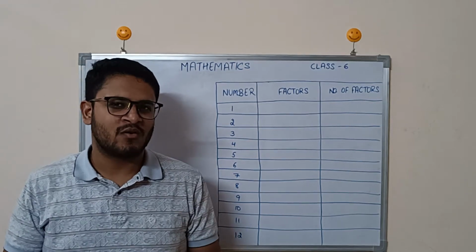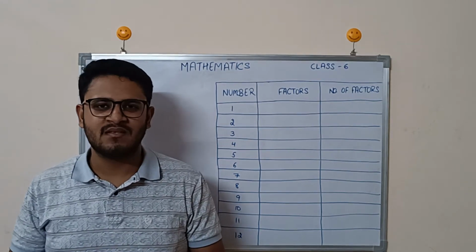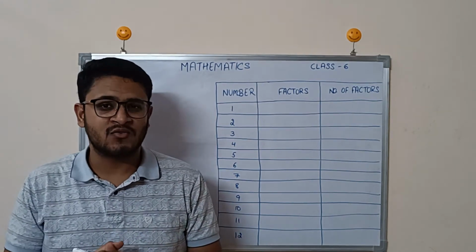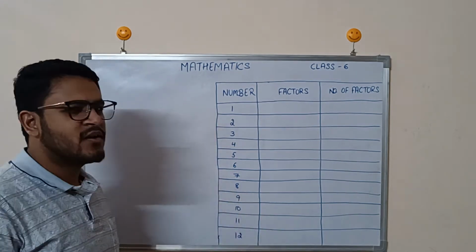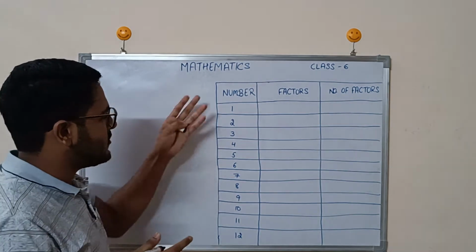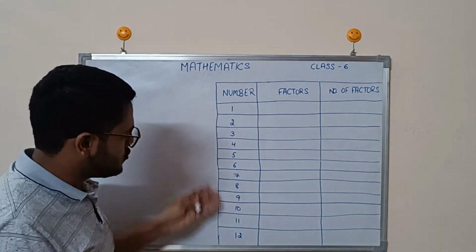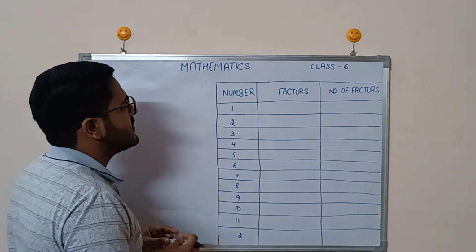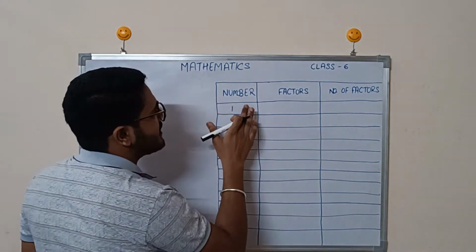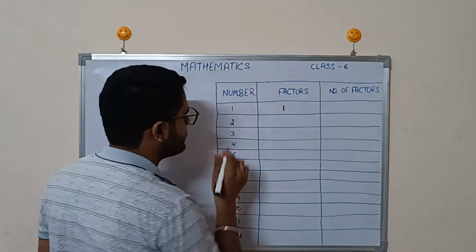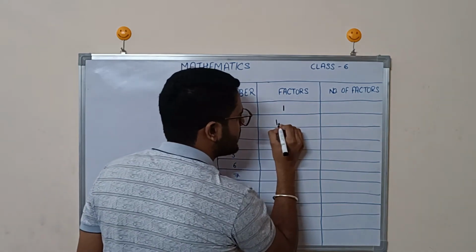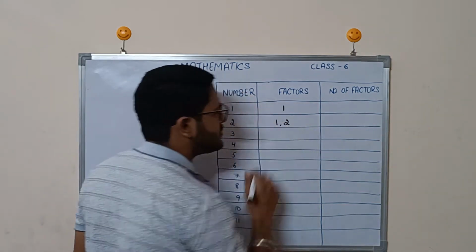So till now we talked about factors and multiples, and we understood how to find the factors and multiples of the numbers, right? So let's try to find out factors of some of these numbers from 1 to 12. Let's try to find the factors of 1. It will be 1 only. Now for 2 it will be 1 and the number 2.